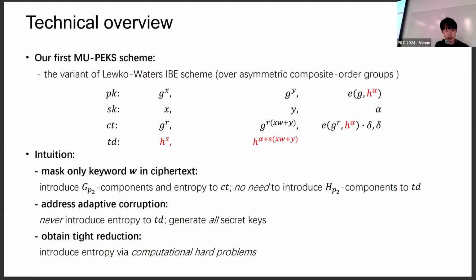To address adaptive corruption, we never introduce entropy to the trapdoor. So we can return the trapdoor as well as the secret key to the attacker. In addition, we generate our secret keys so we can return any secret key and any trapdoor to the adversary. To get a tighter reduction, we introduce entropy by computational problems instead of the information theoretical argument.